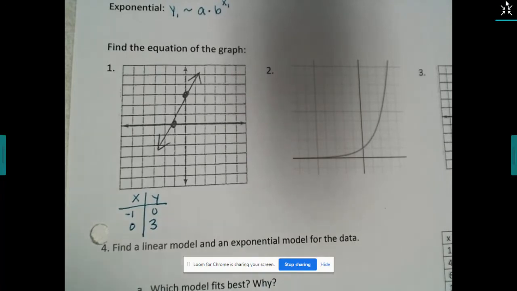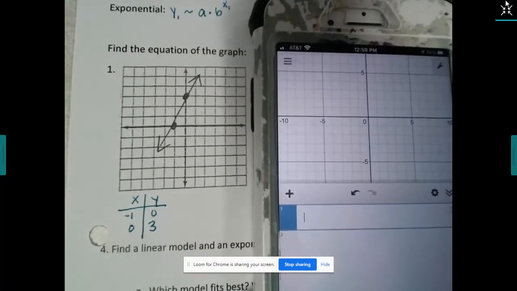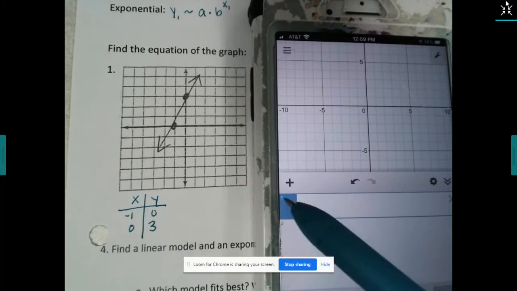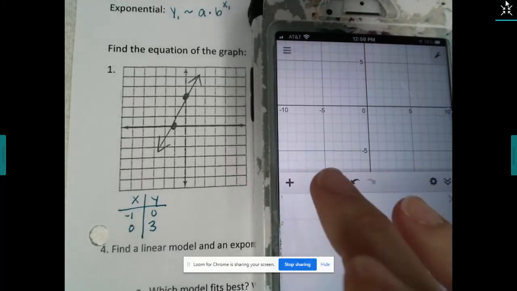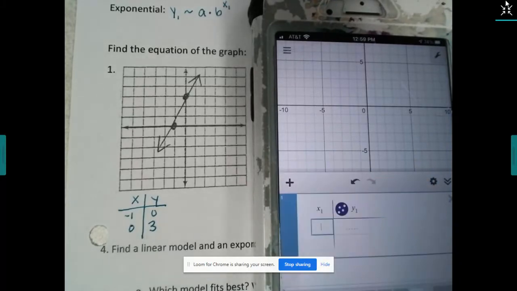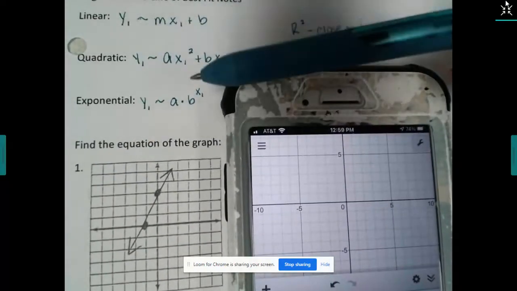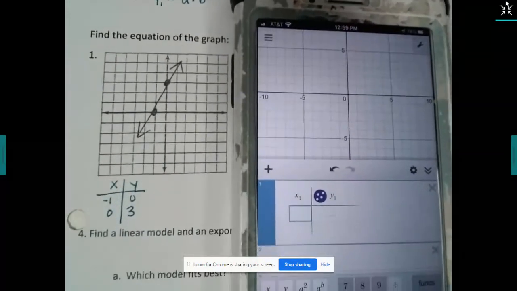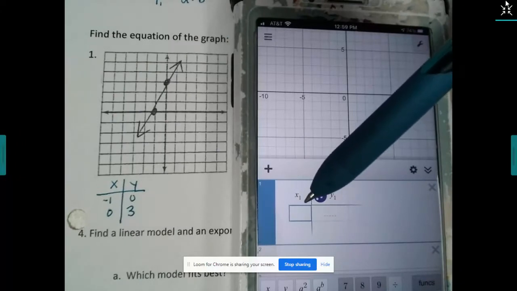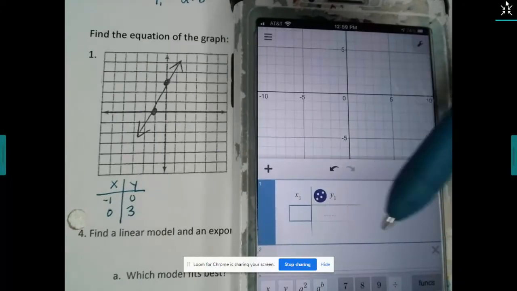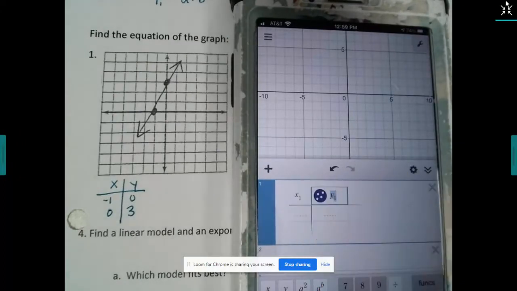So we're going to type that into Desmos. To do that, you want to click on this little plus sign, and you click Table. And then if you look there, it says Y1 and X1. Those are the same Y1 and X1s that are in our little formulas up here. So you want to make sure when you have your table that it says X1 and Y1. If it doesn't, you can actually change those numbers.